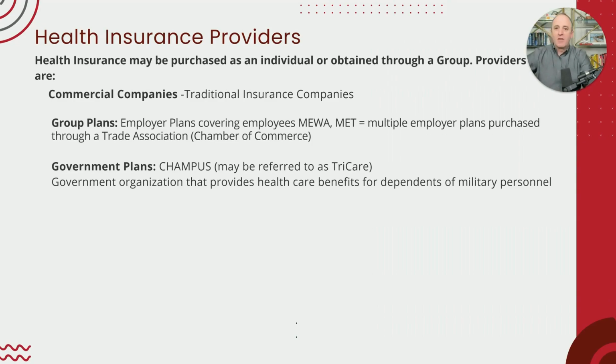So there's different types of health insurance providers. You've got commercial companies. Those are just traditional insurance companies. You've got group plans, which are offered through employers or trade associations. And then you've got government plans. This could also be called TRICARE. And these are government organizations that provide health benefits for dependents of military.